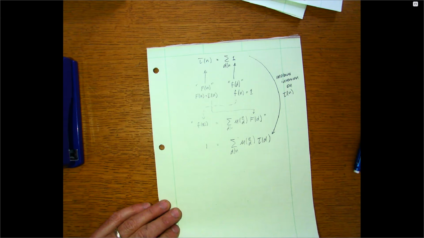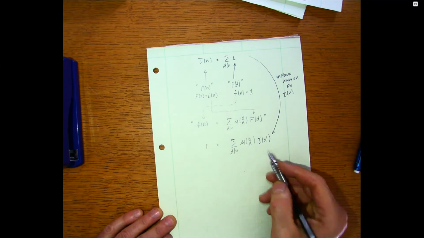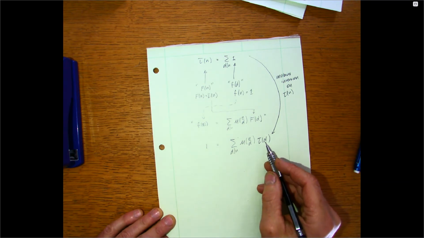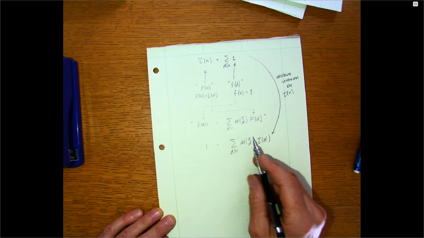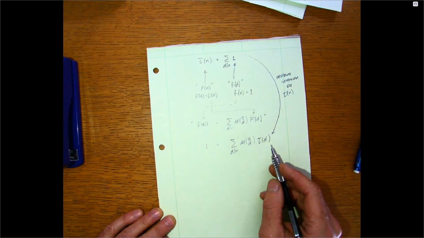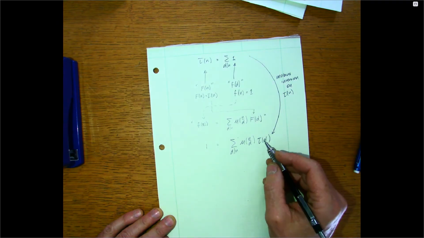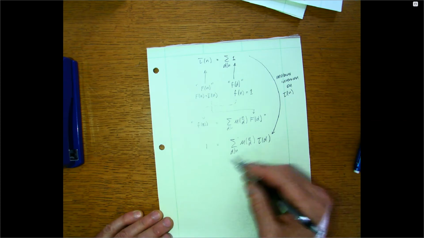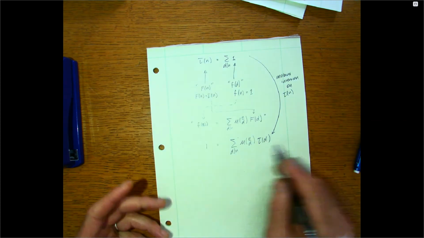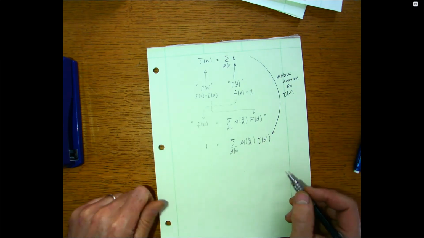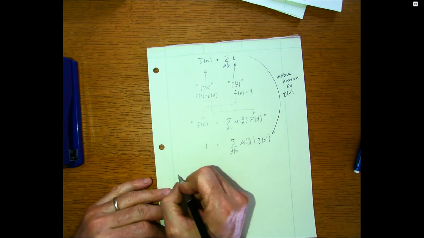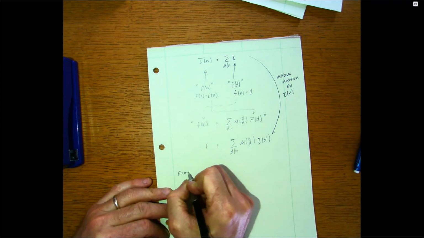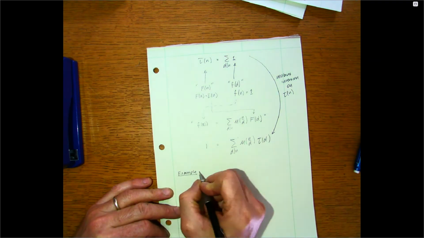What it says is that if we sum across the value of the Mobius function times the number of factors of each of the divisors of n, that sum will always be equal to 1, which seems kind of hard to believe, right? So let's see what the example gives us here.